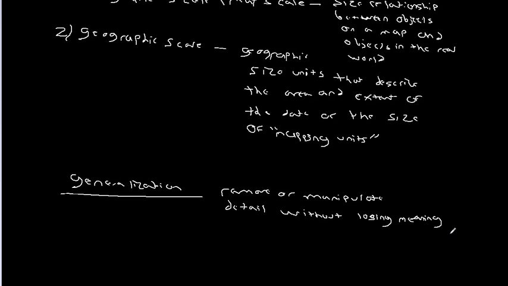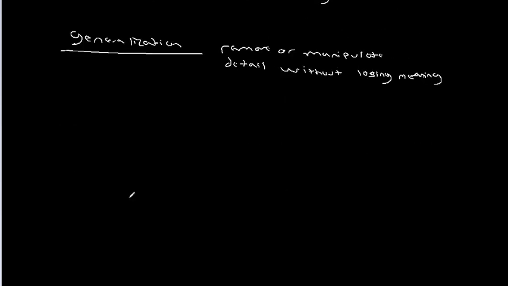And generalization typically deals with taking data that is more detailed and running it through a series of processes and applications and steps to, again, remove or manipulate detail without losing critical meaning. And so what we're going to do is we're really going to talk about 10 approaches to generalization.